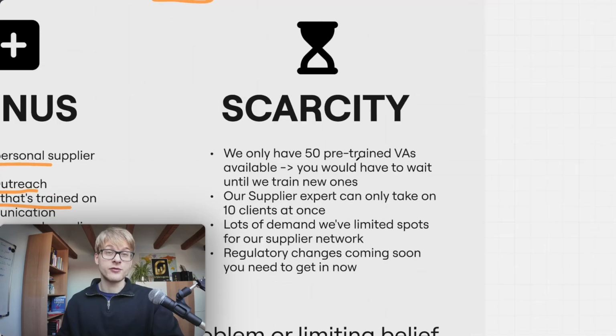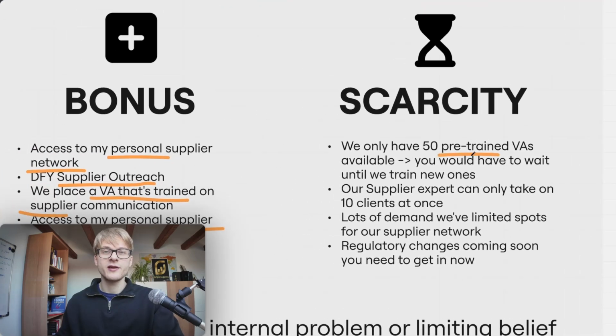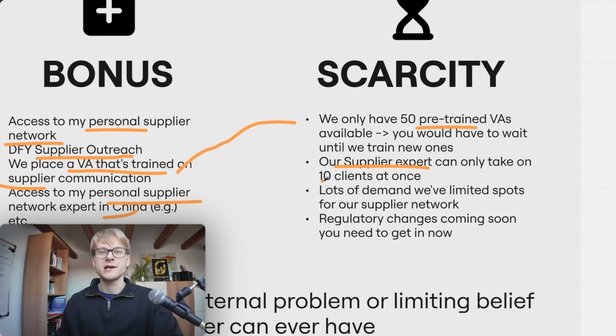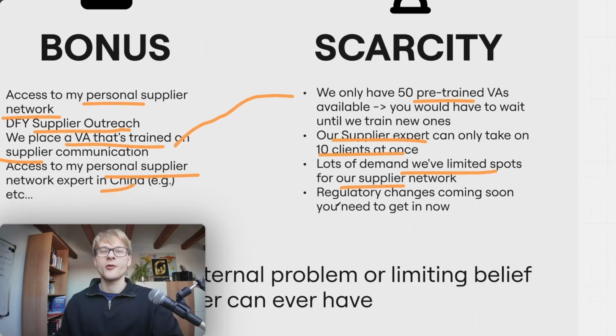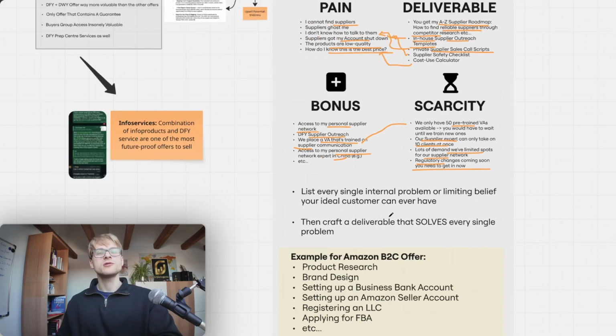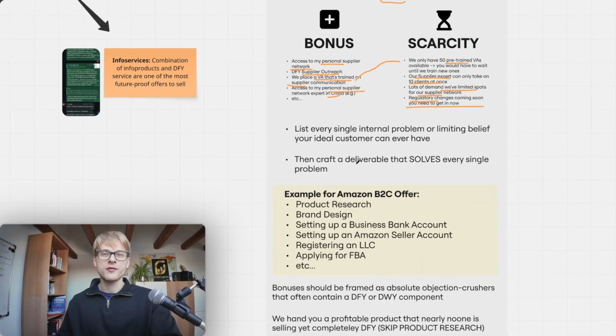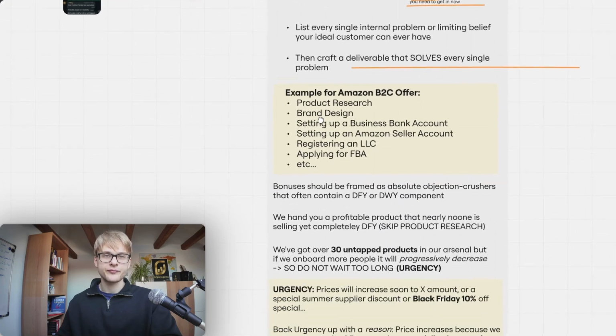And then scarcity, for example. We only have 50 pre-trained VAs available. So we apply scarcity to these bonuses. Our supplier expert can only take on 10 clients. We've got lots of demands with limited spots for a supplier network. Regulatory changes are coming soon, so you need to get in now. We want to list every problem they have and then craft a deliverable that solves it, okay?